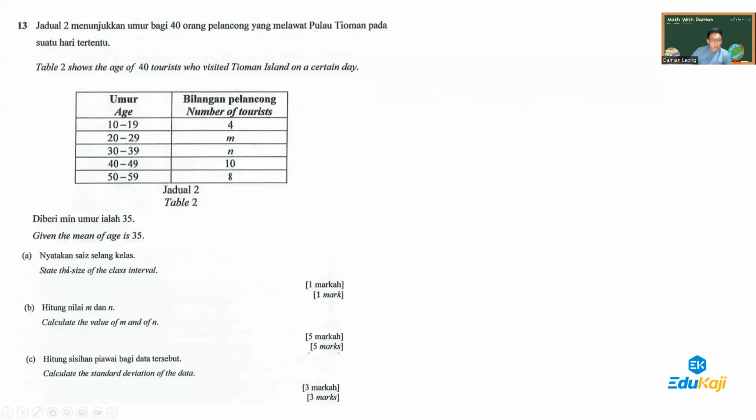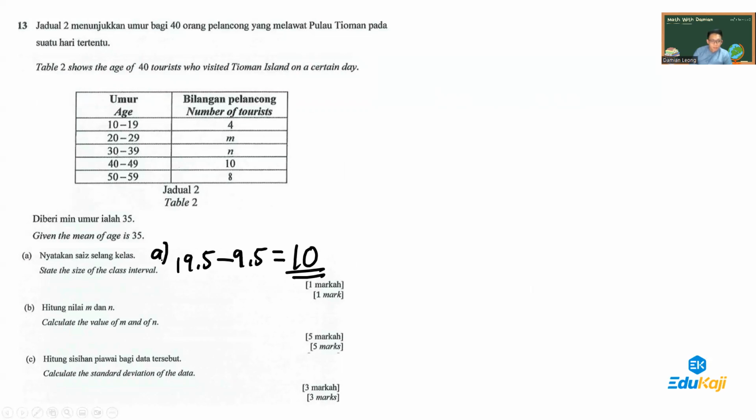Okay. Then question 13. State the size of class interval. So class interval size is not upper limit minus lower limit. It's the upper boundary, 19.5, minus lower boundary, 9.5. So I get 10. Yeah, that's for part A.